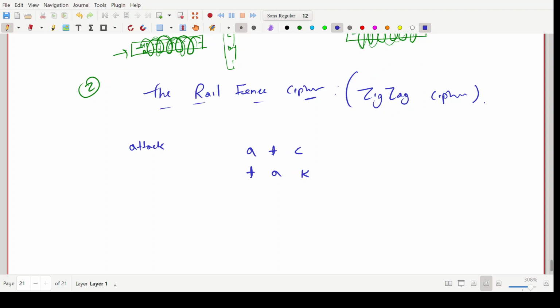So what is your ciphertext? The ciphertext is read like this: A T C T A K. So your plain text was this, and your ciphertext is what I have written. Actually, I have written it in zigzag. It is something like a rail track. That's why it is called rail fence. I have written my message like this: A T, then T here, then A here, and so on. This is how I wrote my message, and then row-wise I have written the ciphertext. That's why it is called rail fence cipher.